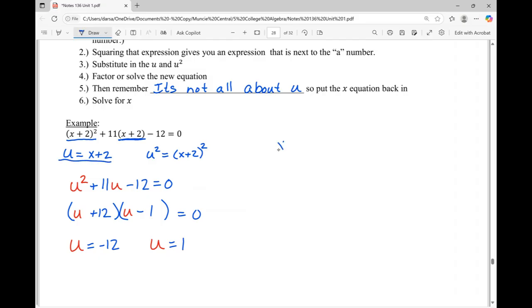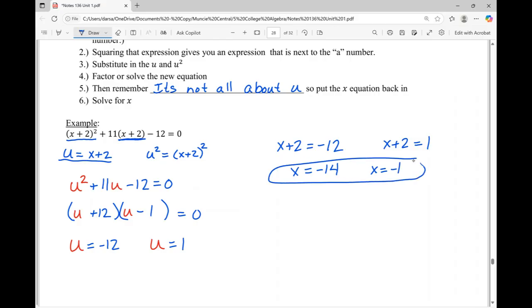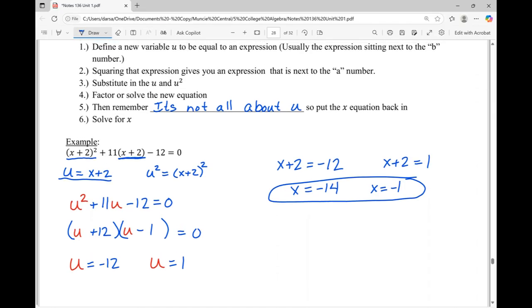So what we need to do is put the x plus 2 back in for the variable u, and then solve. So we'll get x is equal to negative 14 and x is equal to negative 1. Those are our final two answers. Those are the basics of how you solve a quadratic-like equation.